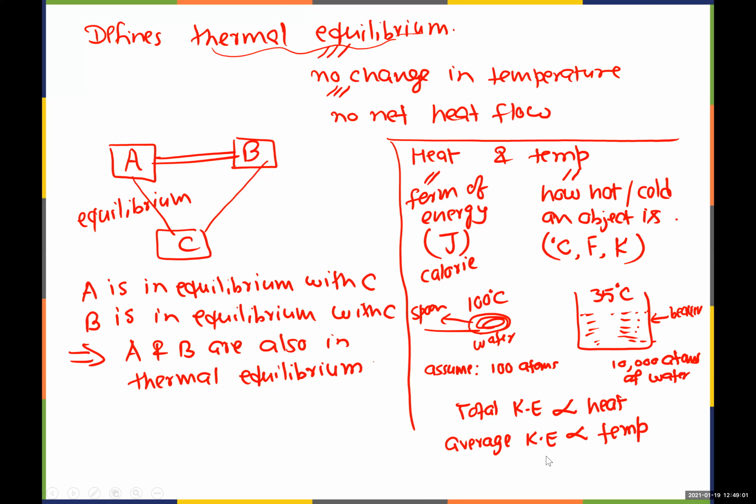Thermal equilibrium tells you whether two objects or two substances are at the same temperature or not. If they are in equilibrium, there is no net heat flow. But if they are not in equilibrium, there must be net heat flow.